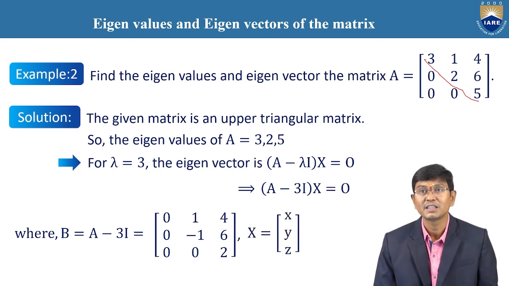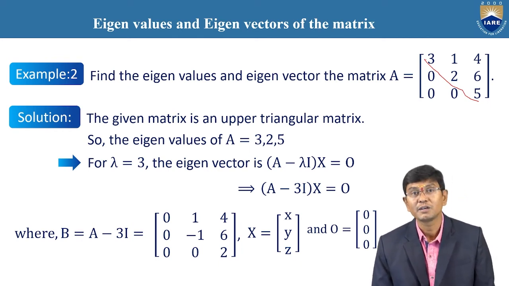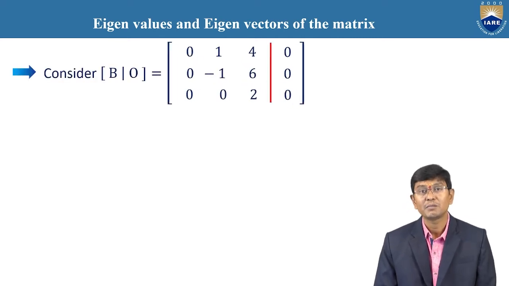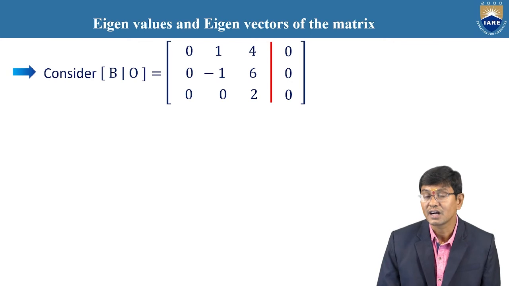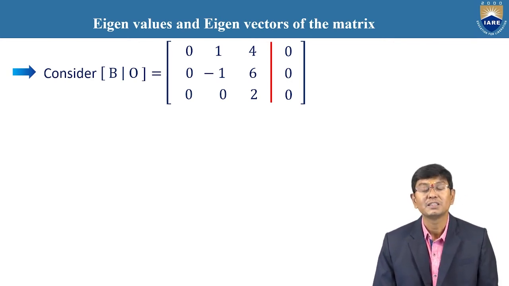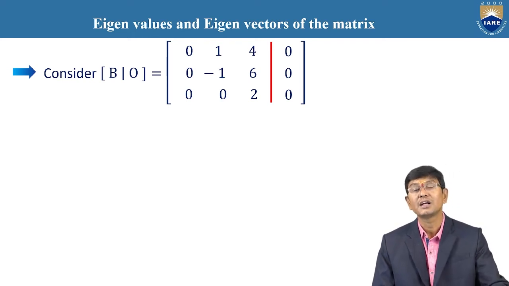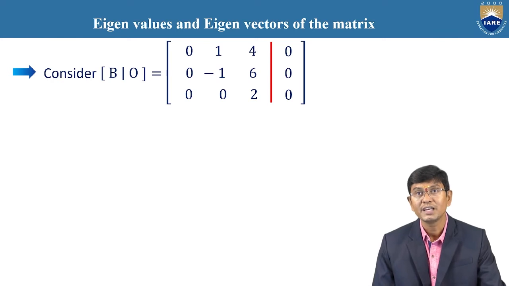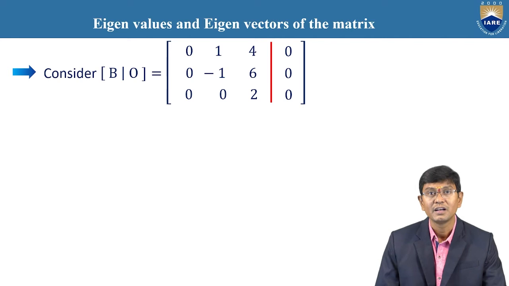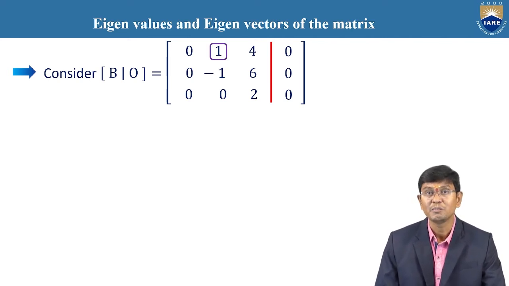Therefore, X is assumed to be the eigenvector, the column x, y, z, and 0 is nothing but the column 0, 0, 0. When we consider B and the zero column together, side by side, it is called the augmented matrix. Here the augmented matrix is [[0, 1, 4, 0], [0, -1, 6, 0], [0, 0, 2, 0]]. And this matrix we need to change to echelon form by using elementary row operations, which indirectly reduces to the Gauss elimination method.